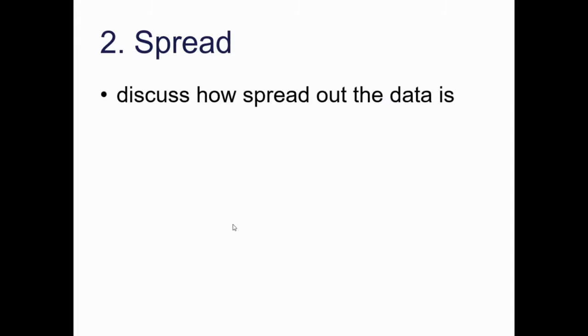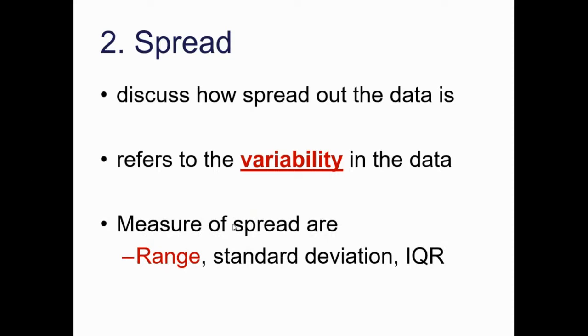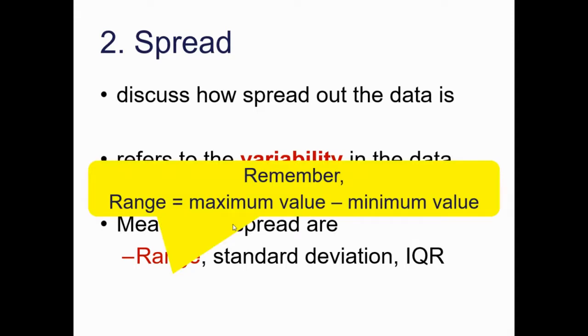So the next one, the first S, is spread. That discusses, just like it sounds, how spread out the data is, and this refers to the variability in the data. There are three main measures of spread. The first one is the range. And remember, range is your maximum minus your minimum.